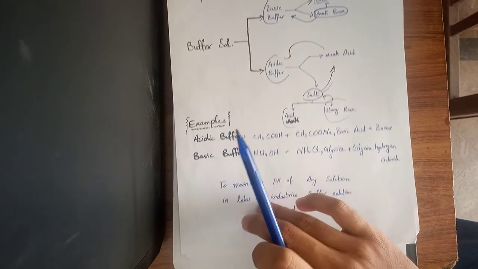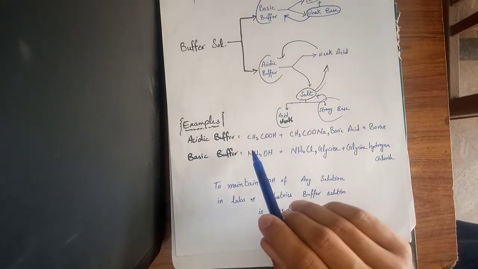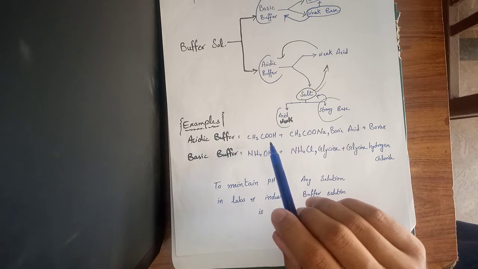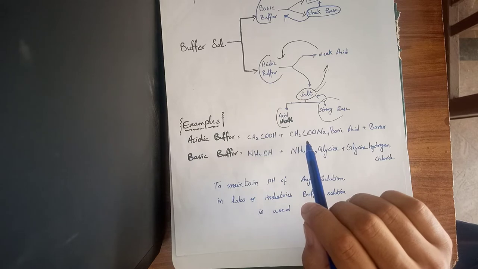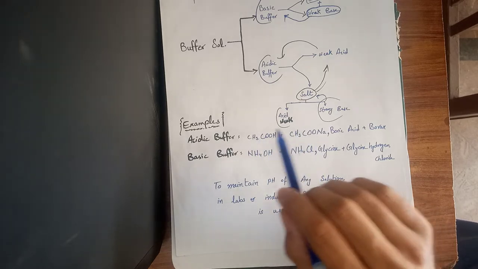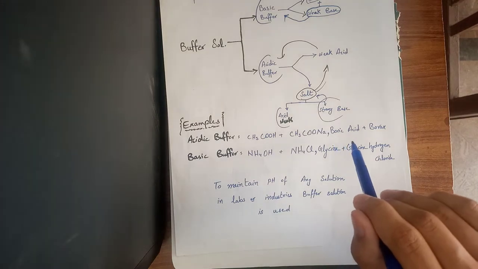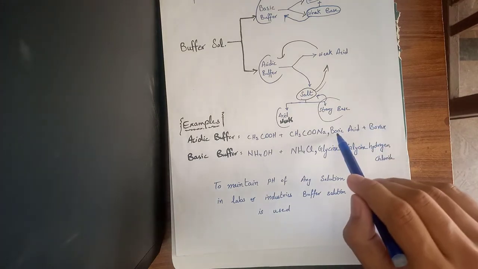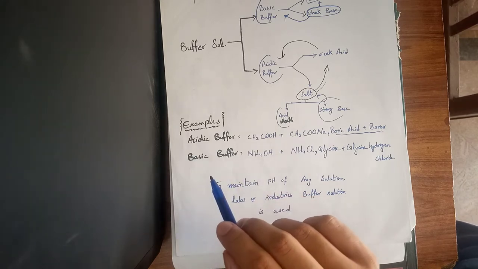Also, an example of an acidic buffer is CH3COOH, acetic acid, plus ammonium acetate. The combination of both these makes an acidic buffer. On the other hand, boric acid plus borax also makes an acidic buffer.